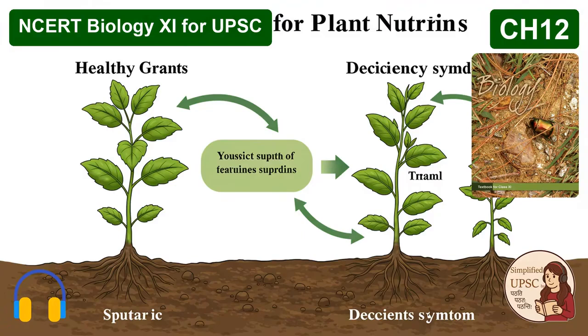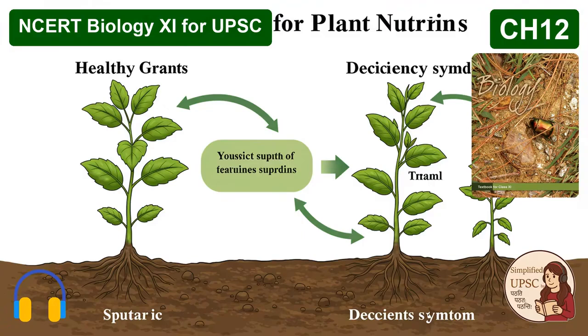There are 3 absolute criteria. First, the plant literally cannot complete its life cycle, so it can't grow to maturity, it can't produce seeds without that specific element. And we test that with hydroponics. Yeah. Growing them in a nutrient solution. Exactly. You just leave one element out of the solution and see what happens. If the plant fails, that element is essential. So that's rule 1. Okay, what's number 2?